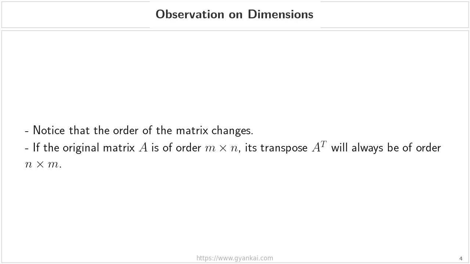The number of rows in the original matrix becomes the number of columns in the transposed matrix, and the number of columns becomes the number of rows. Keeping this dimension shift in mind is crucial, as we will see how this looks in a practical scenario in the next slide through a real-world analogy.